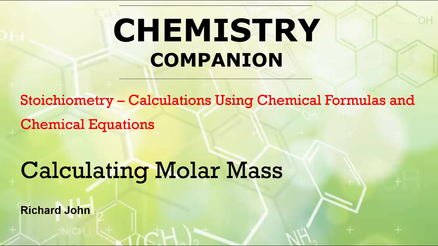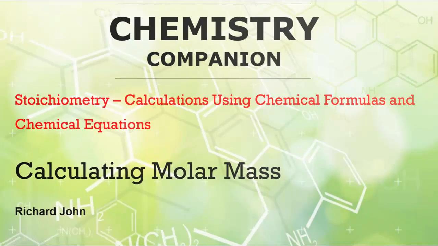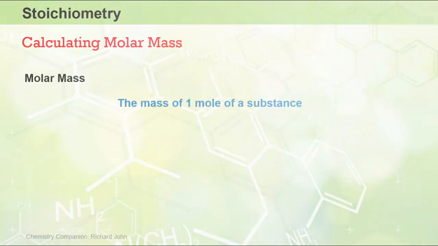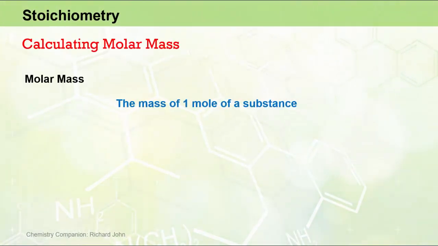In this video, we're going to learn how to determine the molar mass of elements, molecular compounds, and ionic compounds from their chemical formulas. But first, we will just remind ourselves that the molar mass actually refers to the mass of 1 mole of a substance, and its units are expressed in grams per mole.